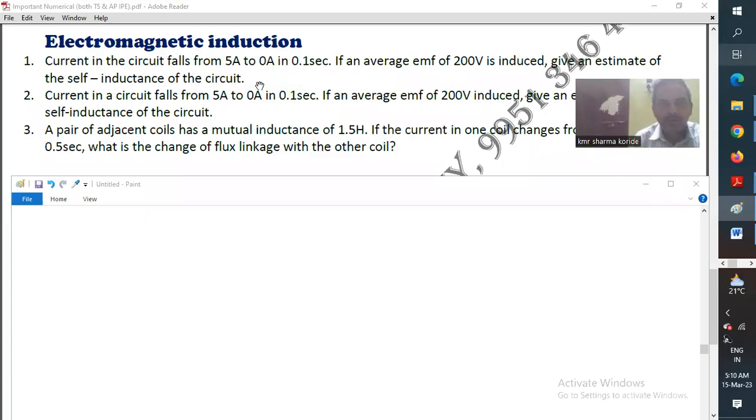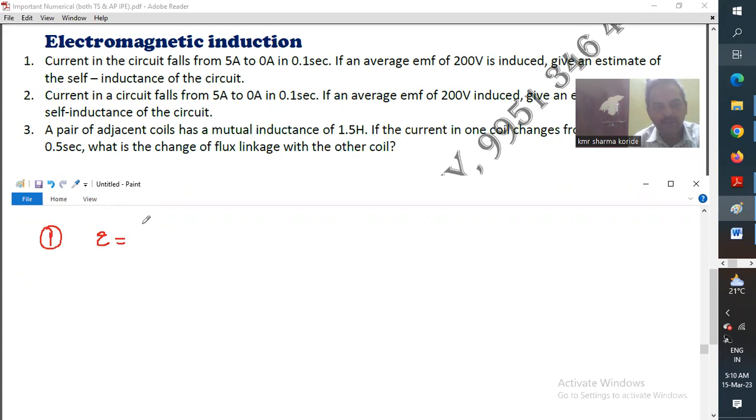Yeah, moving to the numericals of the next chapter, that is electromagnetic induction. The first question is, current in the circuit falls from 5 amperes to 0 amperes in 0.1 seconds. If an average EMF 200 volts is induced, give an estimate of self-inductance. So get back the formula.